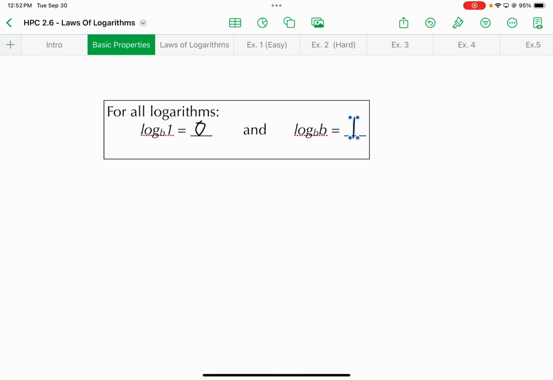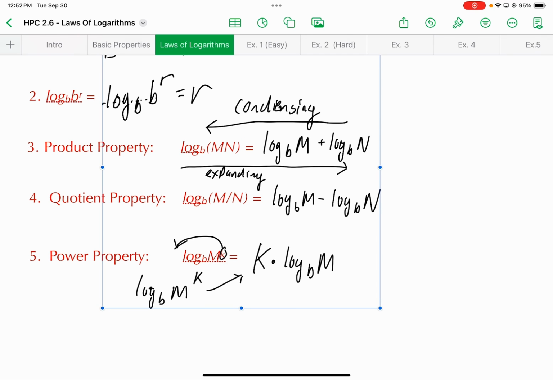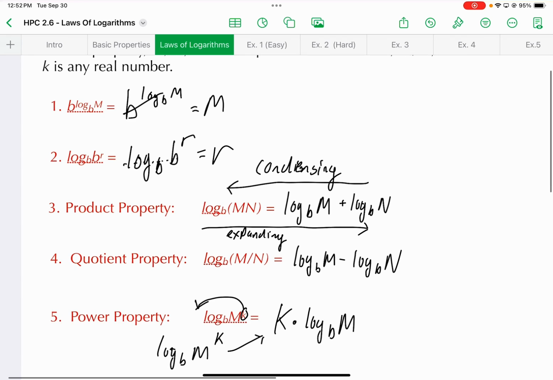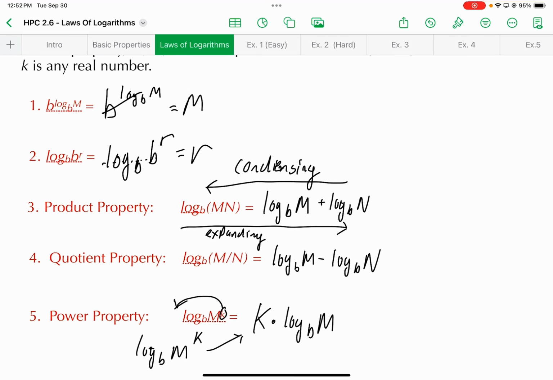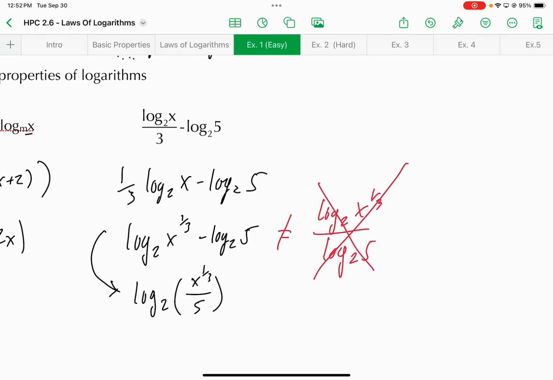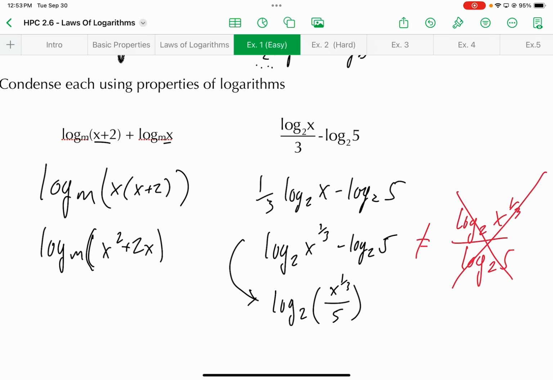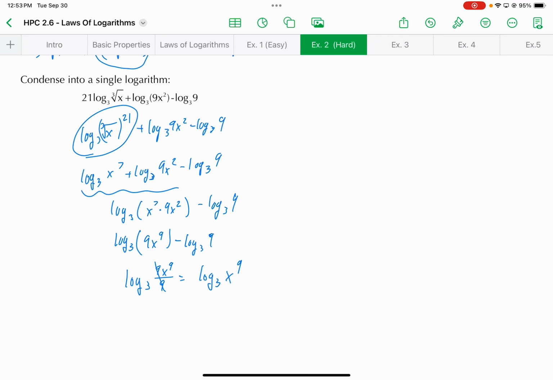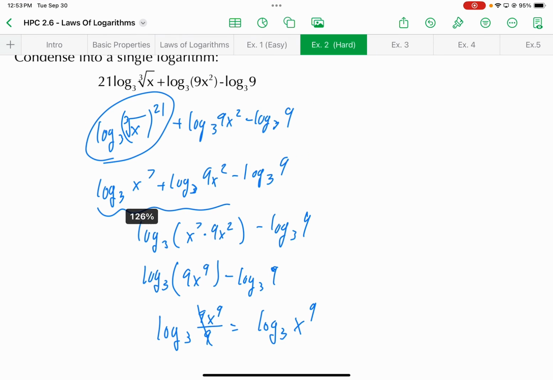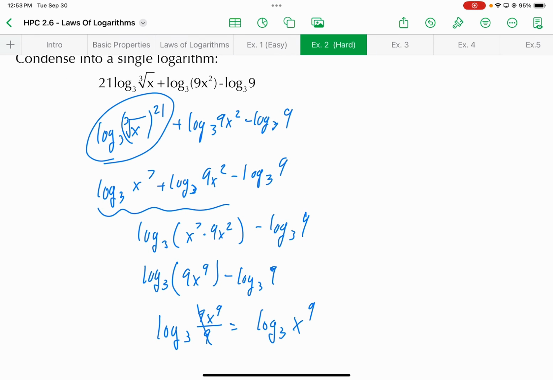So big things, we talked about some of these simple values as well. But when it came to expanding and condensing, we did our product, our quotient, and our power property. And that kind of ruled a lot of what we did yesterday. So we looked at how to expand and condense in some very simple formats. And then we got to the intense stuff. We looked at much more intense logarithms. We condensed it down into one nice, neat, single package.